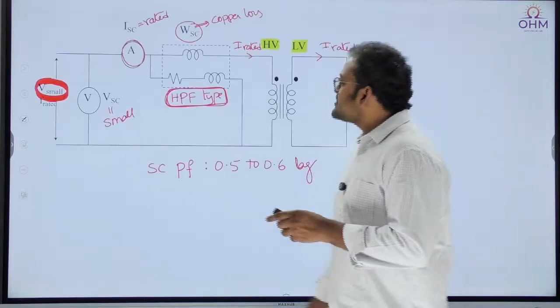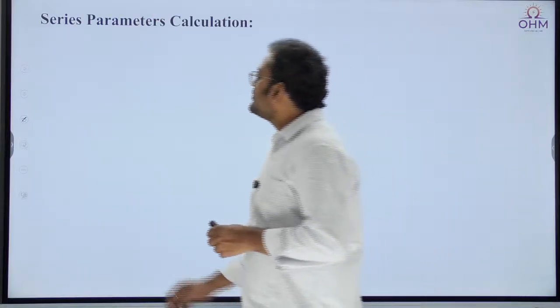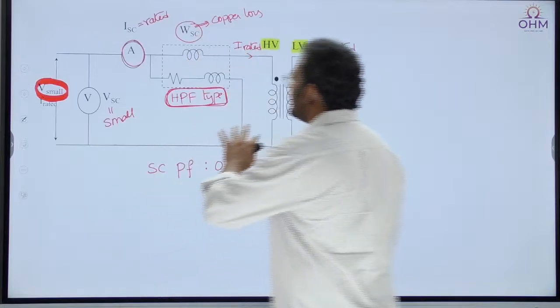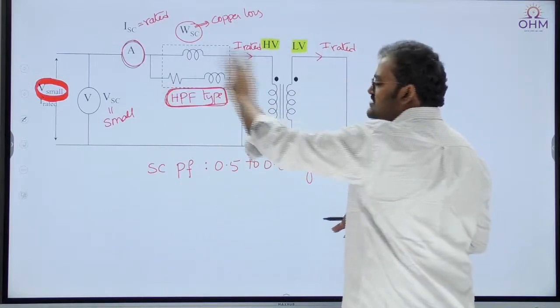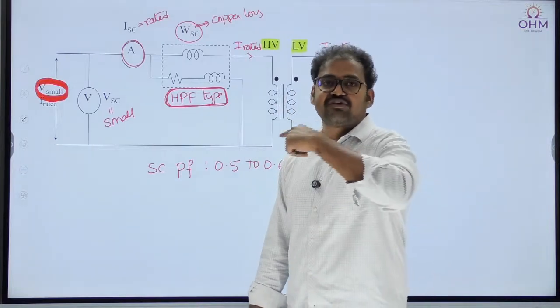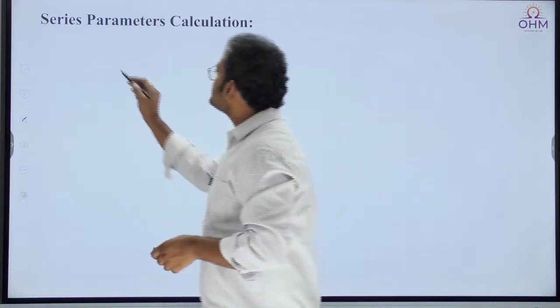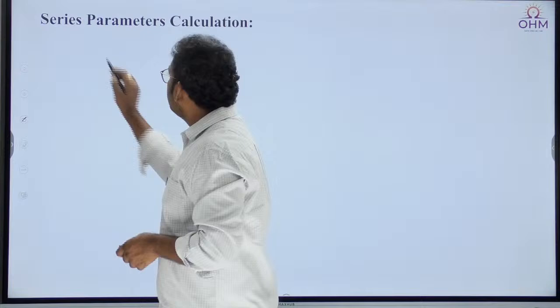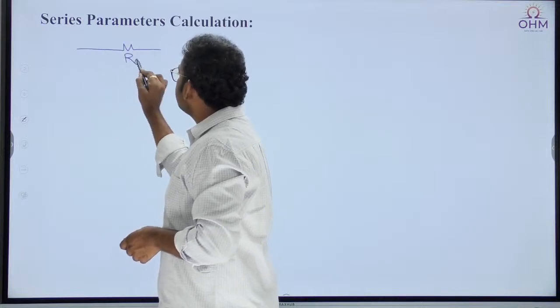Now the point is how to find out the series branch parameters. First, let us draw the equivalent circuit. Remember, are all meters on the primary side or secondary side? Primary side. Therefore, whatever parameters we are finding, they are all referred to primary. Primary means HV. So first draw the circuit diagram. During a short circuit, only series branch parameters will be available.